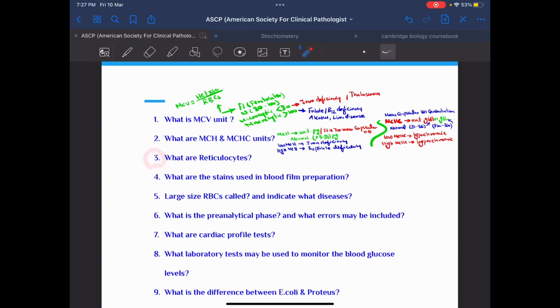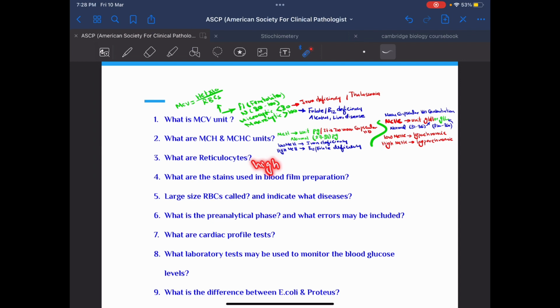Question number 3. What are reticulocytes? Reticulocytes are immature RBCs and the normal value in blood for adult ranges between 0.5 to 2.5%, and in infant between 2% to 6%.